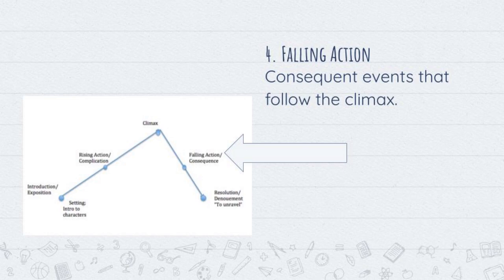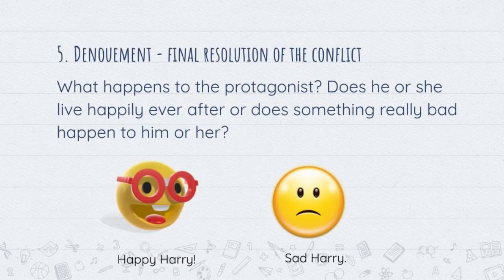Some short stories do not have a lot of falling action. They might have none at all. It's possible. So the events after the climax, except for one very important event, which we call the denouement.